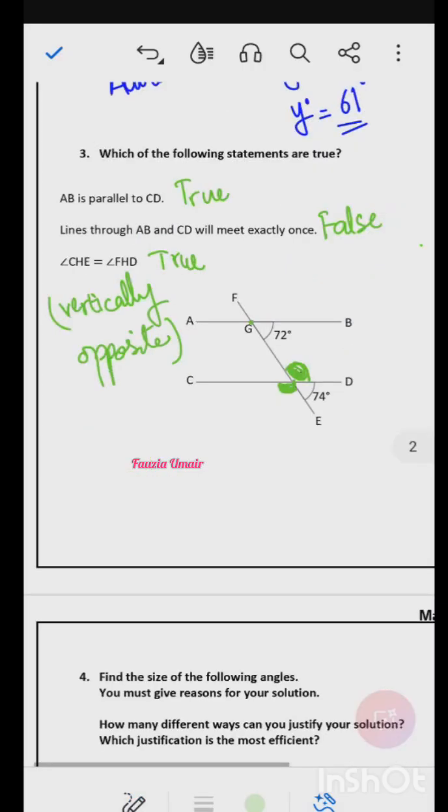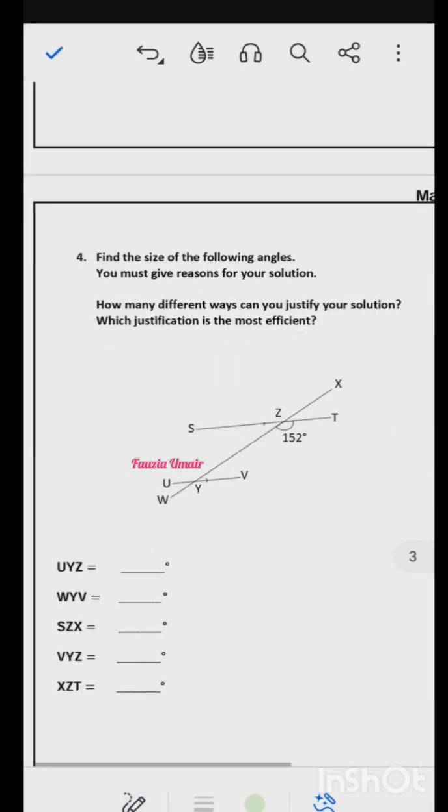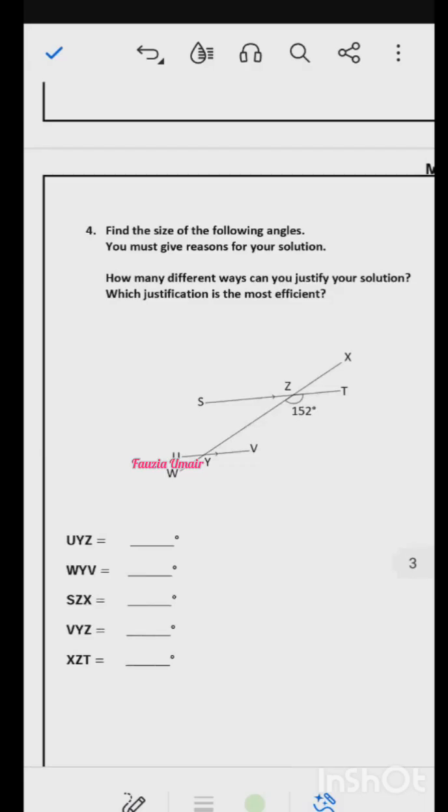Let's see, we are having more questions. The question is: find the size of the following angles. You must give reasons for your solution. How many different ways can you justify your answer? Which justification is the most efficient? First of all, we need to calculate u, y, z. So which angle is u, y, z? This is u, y, z. So they are talking about this angle.